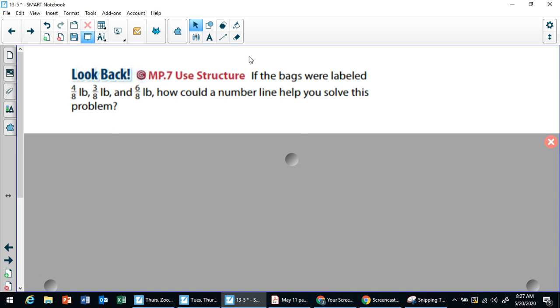We're really talking about the bags of flour again, just like on the last problem. If the bags were labeled 4/8 of a pound, 3/8 of a pound, and 6/8 of a pound, how could a number line help you solve this problem? I'm going to give you some time to think about that. Okay, you should have said the number line could help us because it would help us determine which one is bigger, which one is smaller.